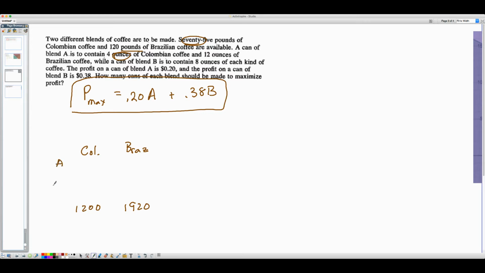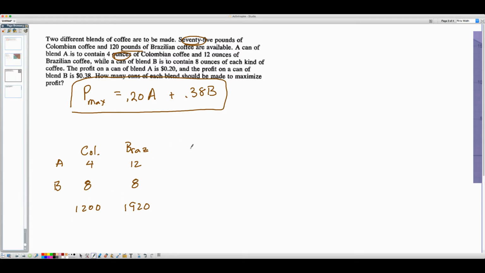We have 2 types of coffee, A and B. For A, it's going to be 4 ounces of Colombian and 12 ounces of Brazilian. And for plan B, it's going to be 8 ounces of Colombian, 8 ounces of Brazilian. So here we have a table that shows my constraints.